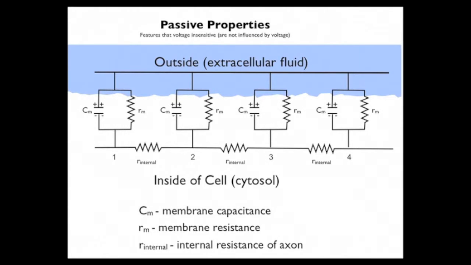And as you can see, there are 1, 2, 3, 4 different blocks there. Each of these blocks represents the building block of an axon and the electronic components that comprise those building blocks. And there are 3 that are of significance. The first one is shown here. It's labeled CM, and it stands for membrane capacitance. And what that means is the membrane is actually the equivalent of an electronic component called a capacitor.